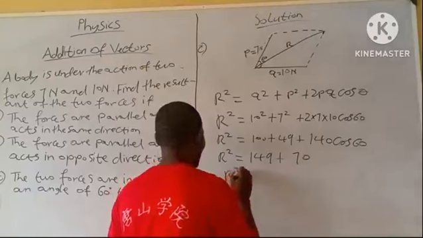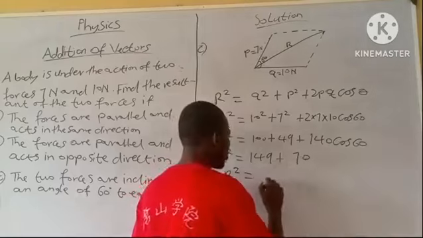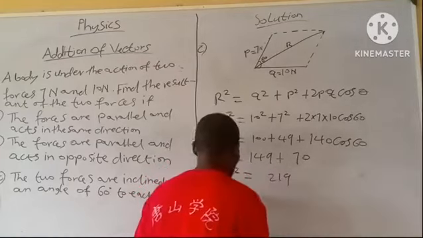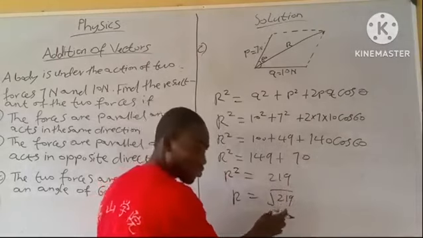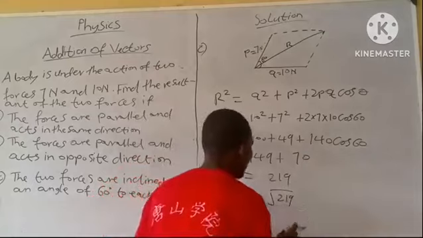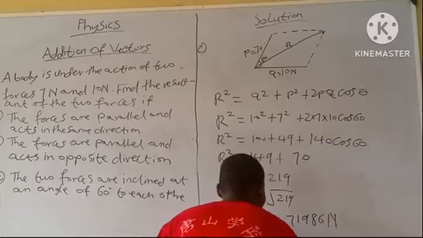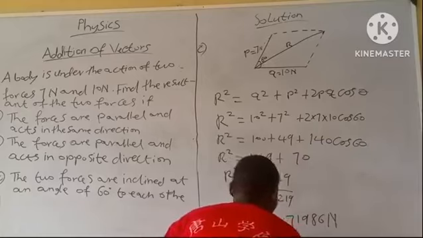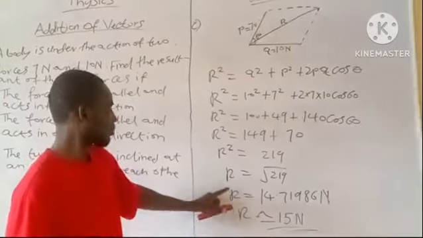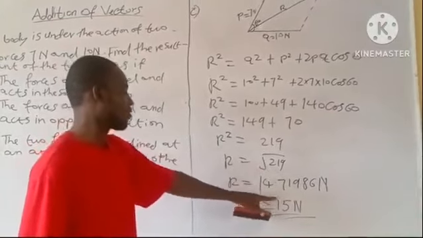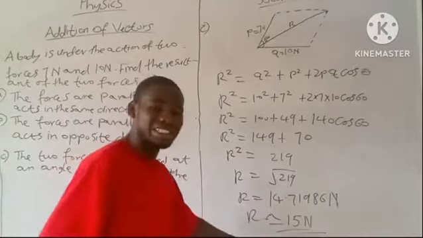So R squared is equal to 149 plus 70, which gives you 219. Remember this is squared, so you take it over to the other side as a square root. So R is the square root of 219. The square root of this will give you this, so R is approximately 15 Newton. Now we are not done. This is just the resultant.